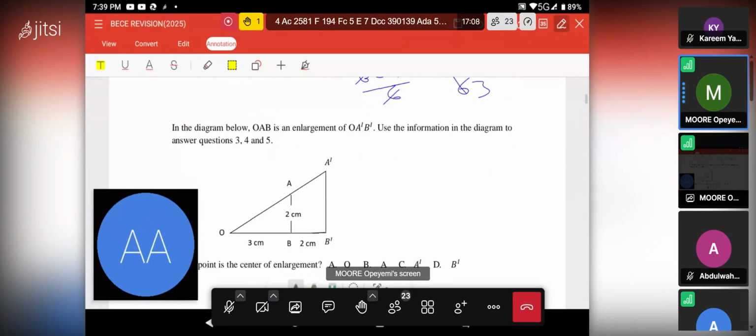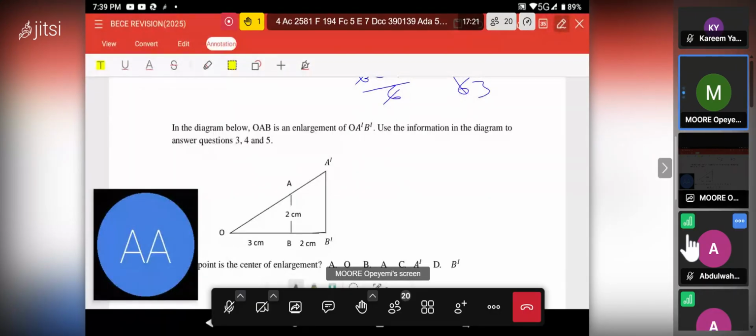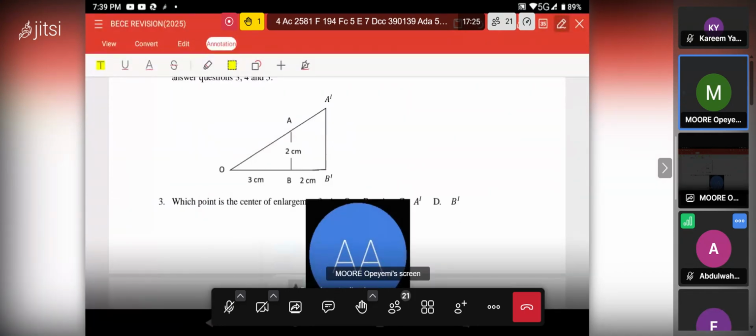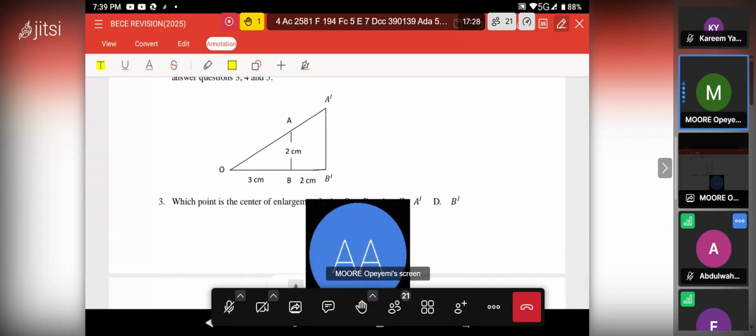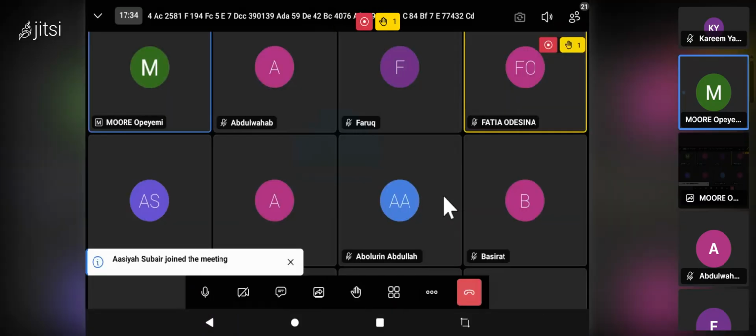In the diagram below, OAB is an enlargement of OA'B'. Use the information in the diagram to answer questions 3, 4, and 5. The next question says, which point is the center of enlargement?